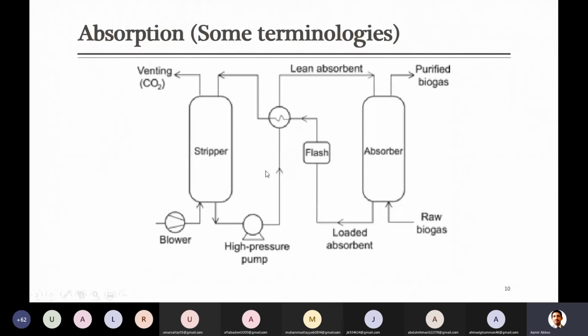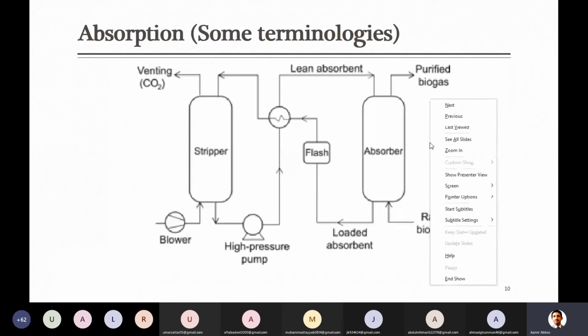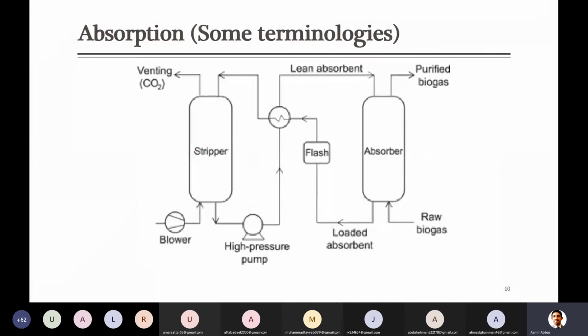If you look at this diagram, it is somehow reversed. The absorber should be on the other side, so maybe you will get confused. But okay, just look at this. This is the absorber, in which you are bringing in raw biogas. So what is biogas?